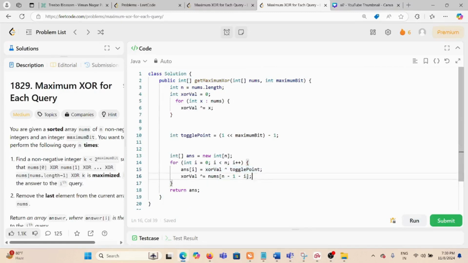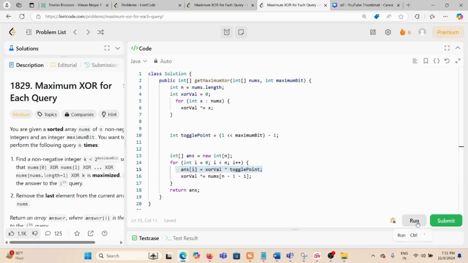So see here, I am calculating the remaining XOR, right? What I am doing is XOR value equals XOR value XOR the last element. You can check here, we are starting from i equal to 0. So we are initially removing the last one. So nums[n-1-i] produces the last value that we have to remove every time, and this is our remaining integers' XOR value. After doing all this, we update the answer, and finally we return the answer here.